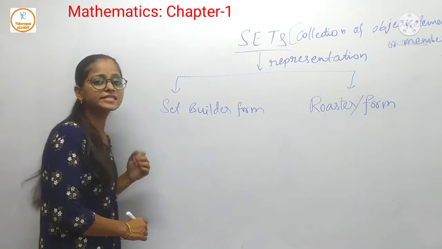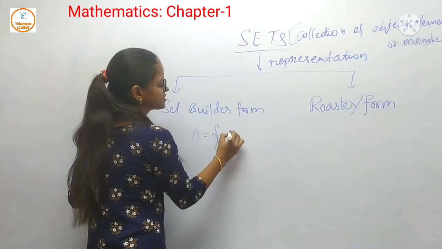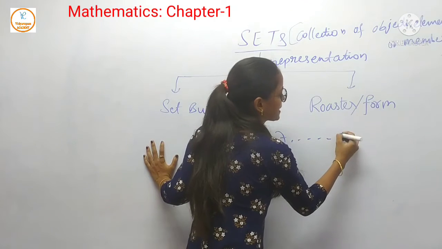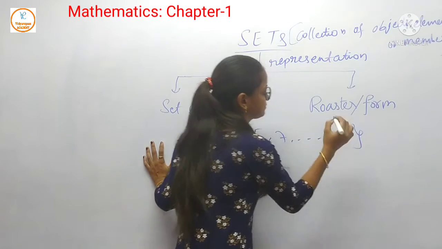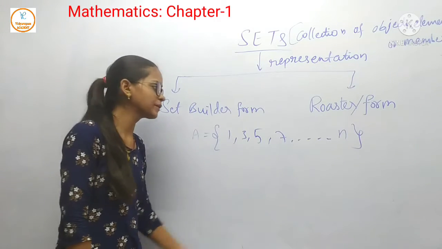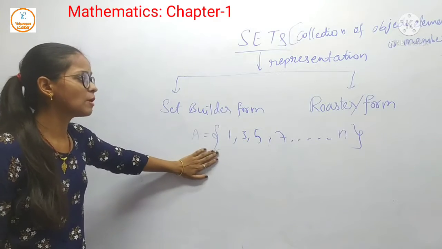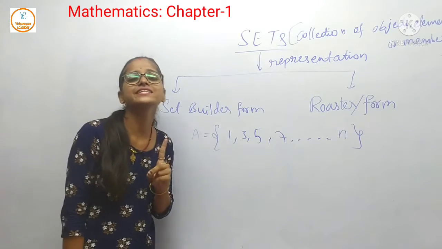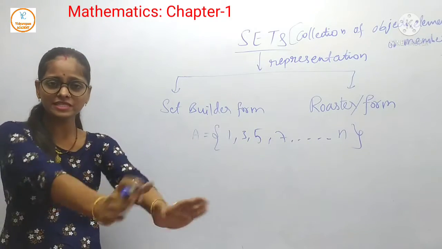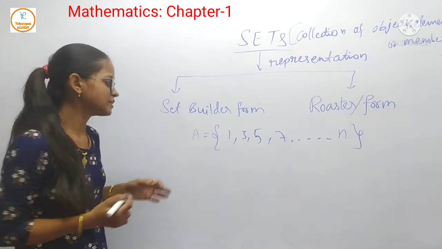So let us take the roster form now. A is equal to 1, 3, 5, 7 and so on, n. This is in the form of roster form because the elements are separated by commas. Another thing: sets of this form are of two types, one is a finite set, another is an infinite set. What is a finite set? Finite means having countable elements. We can count them, and that is nothing but a finite set.